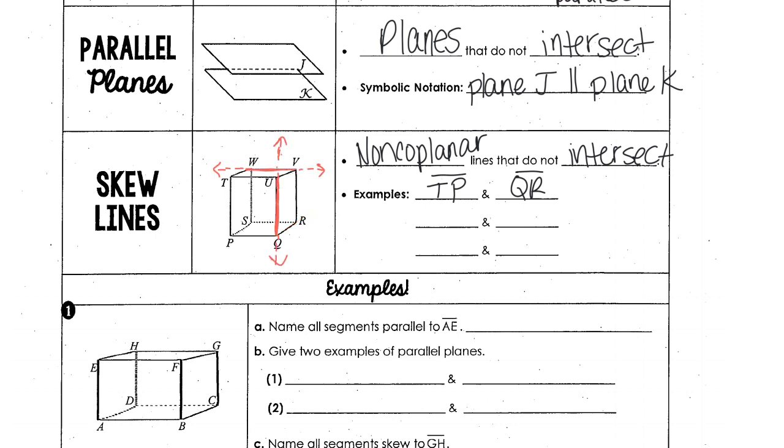Another good example is segment WV and segment UQ. Although here it looks like my lines are touching because of the way that I drew them, you have to remember that this is a rectangular prism. Okay. So those lines are really not touching because they're not in the same plane. And lastly, another good example would be segment SP and segment VR.